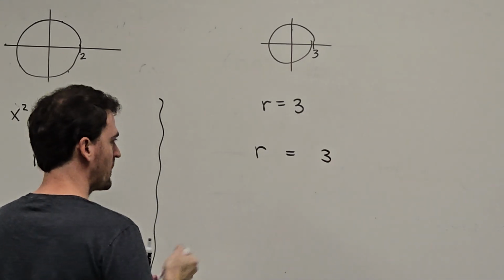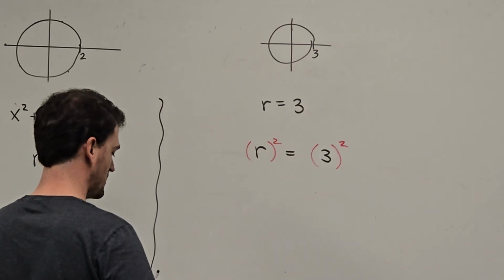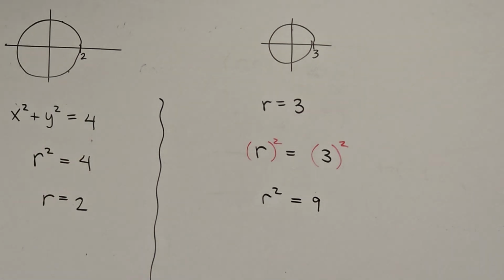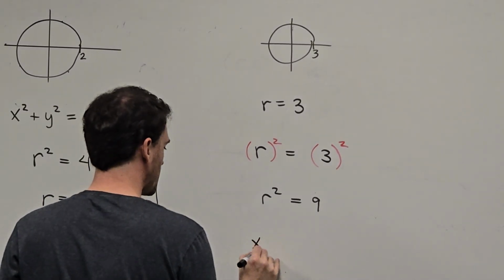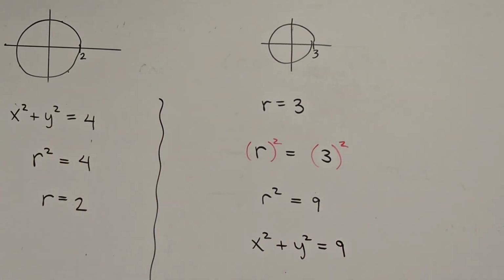Okay. I can just say, square this side, 9. Square that side, r squared. And now I'm ready to make my substitution, that's right, r squared is just x squared plus y squared, equals 9. So it's a circle of radius 3.